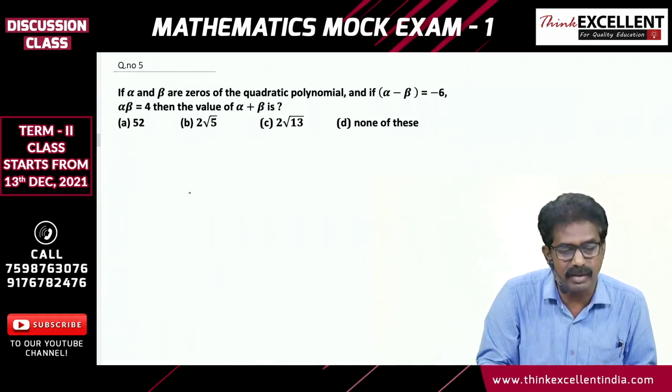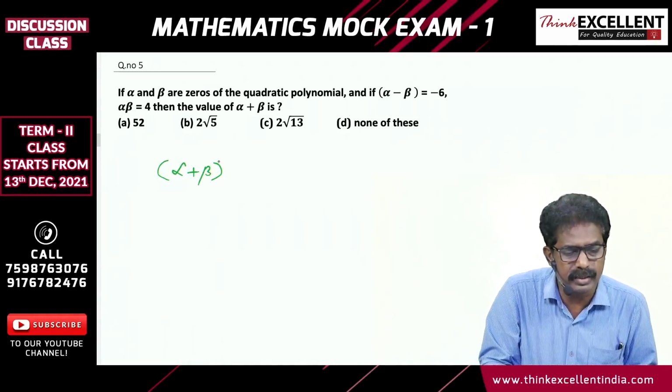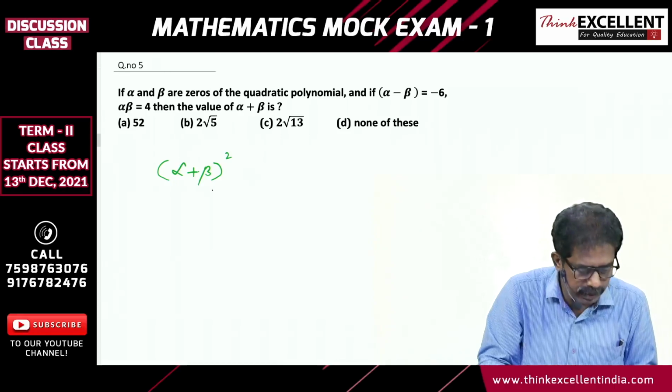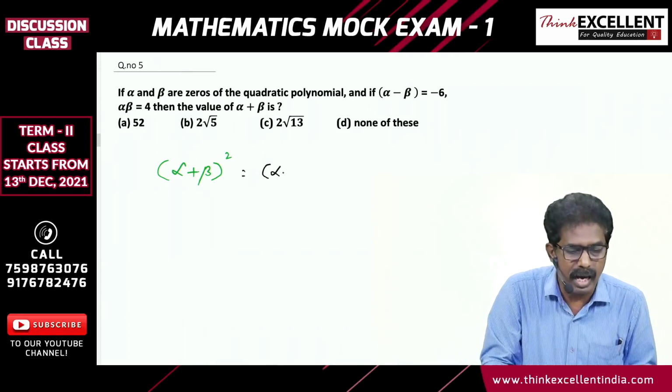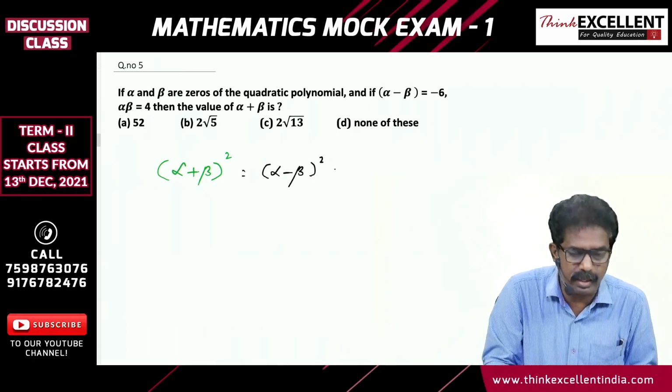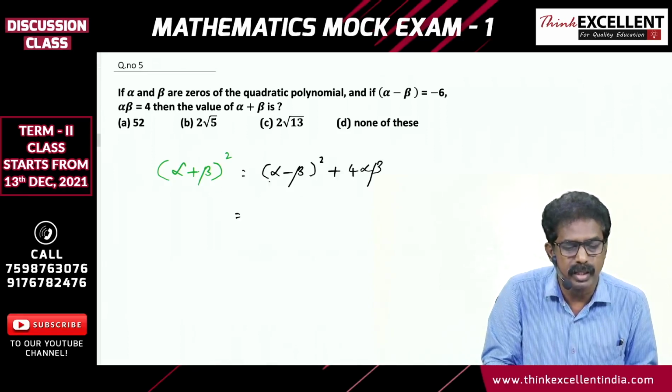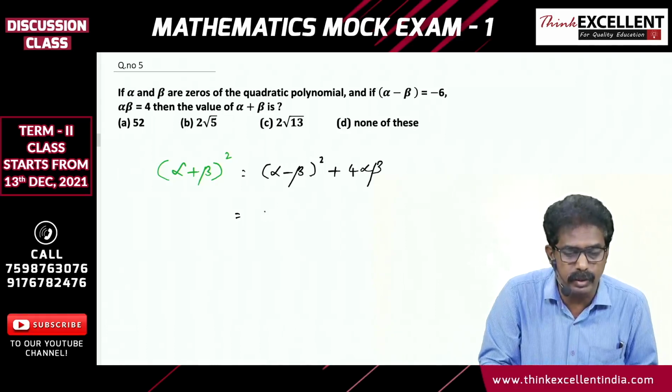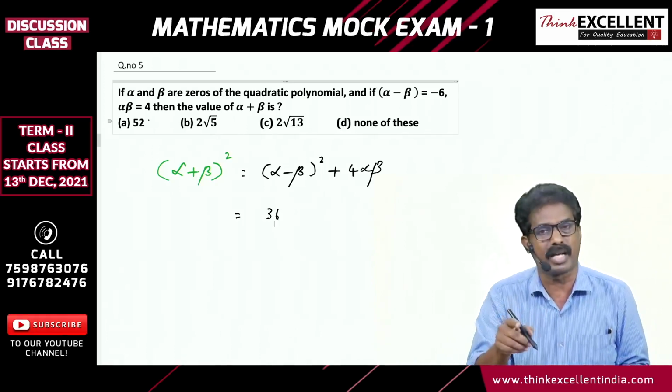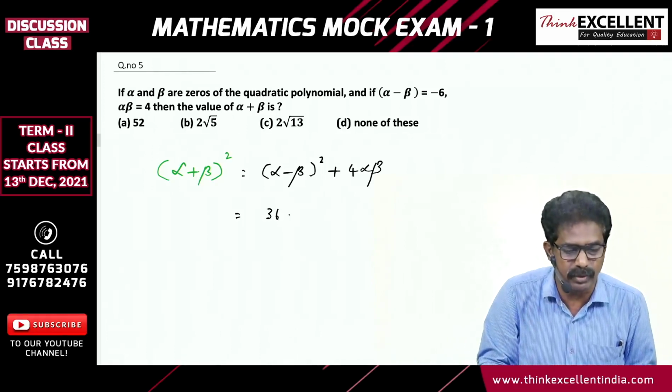There is a result: alpha plus beta the whole square is equal to alpha minus beta the whole square plus 4 alpha beta. Now just substitute. Alpha minus beta is -6. When you square it, you will get 36, plus 4 into alpha beta. Alpha beta is 4, right? So 4 into 4 is 16. You are getting 52.